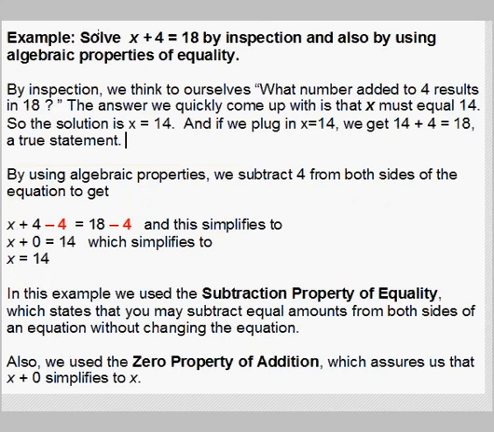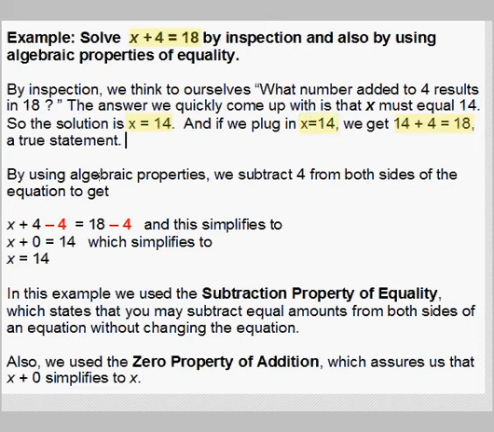In this first example, we're going to solve the equation x plus 4 equals 18 by both inspection and also by using algebraic properties of equality. By inspection, we simply ask ourselves, what number do we add to 4 to get 18? Well, I think most of us would come up with the answer 14 pretty quickly. So x equals 14 is our guess. And then if we plug x equals 14 into the equation, we get 14 plus 4 equals 18. And that verifies that it is a solution. So x equals 14 is our solution.